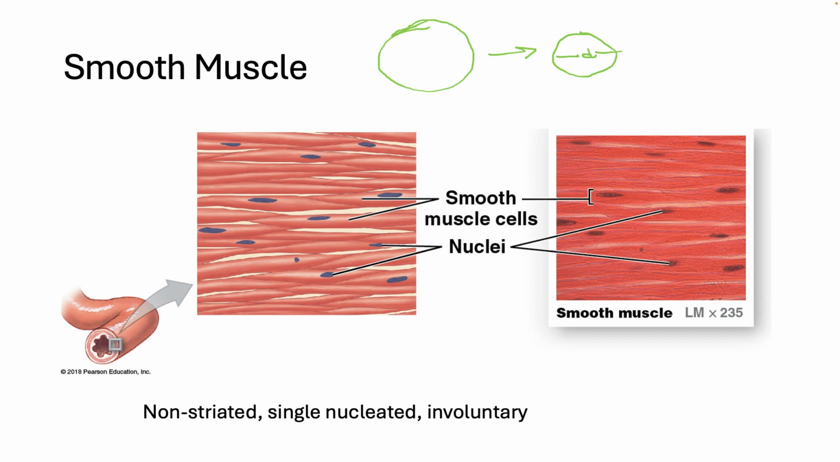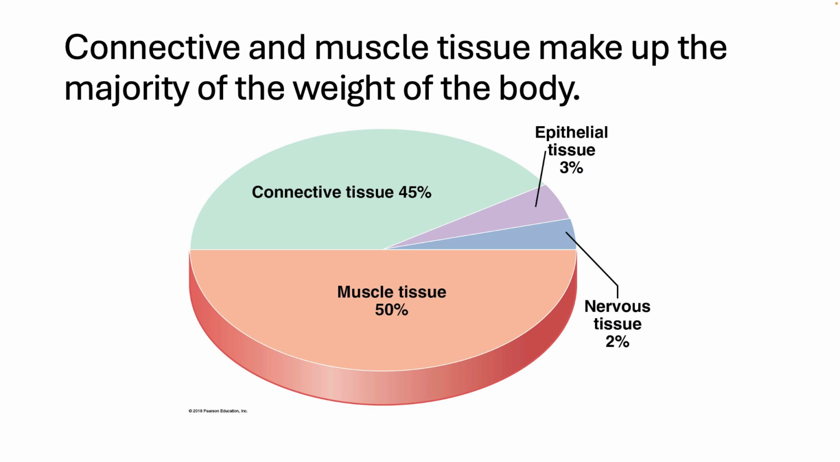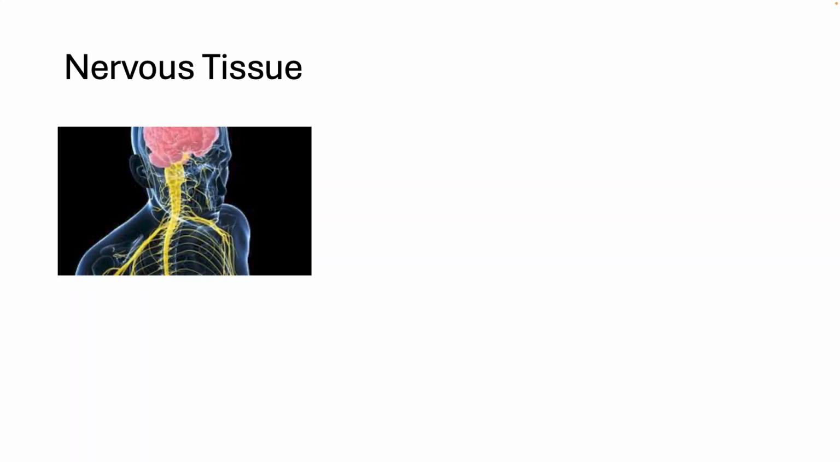through the urethra. Connective tissue and muscle tissue make up the majority of the weight of the body. Epithelial tissue only makes up 3%, and nervous tissue makes up the least amount at only 2%. But it is so very important to help all the other types of tissues communicate with one another. The function of the nervous system is communication.